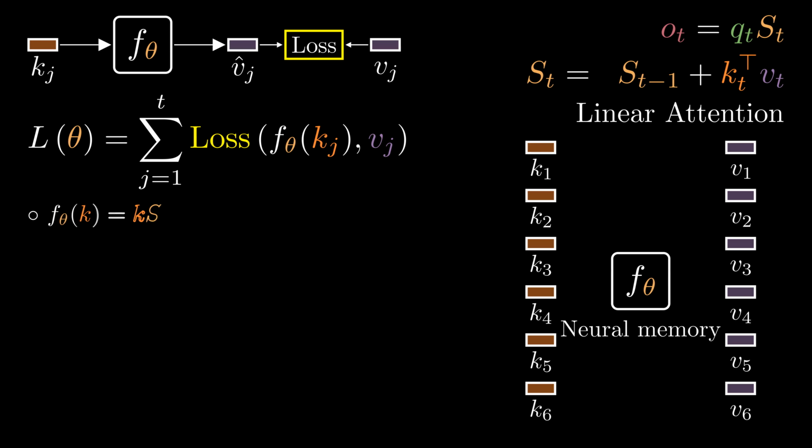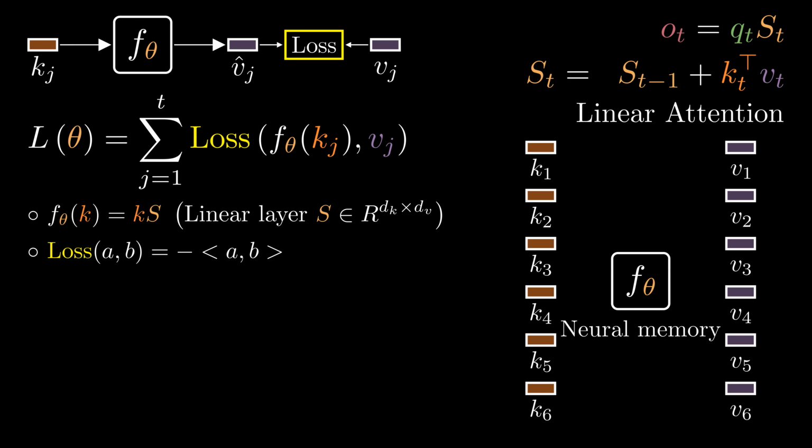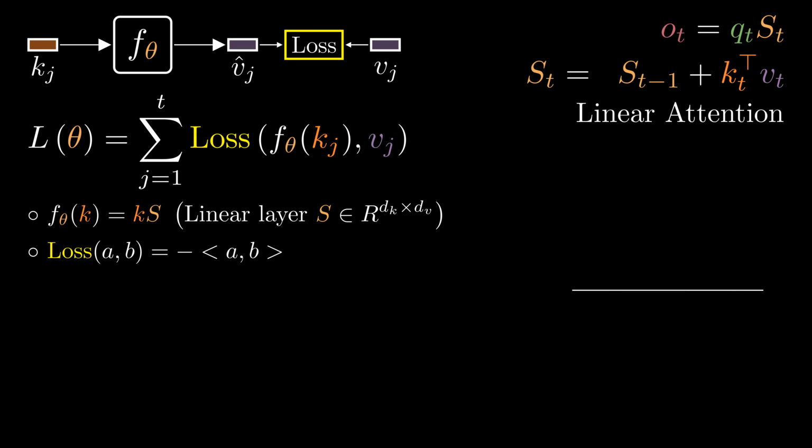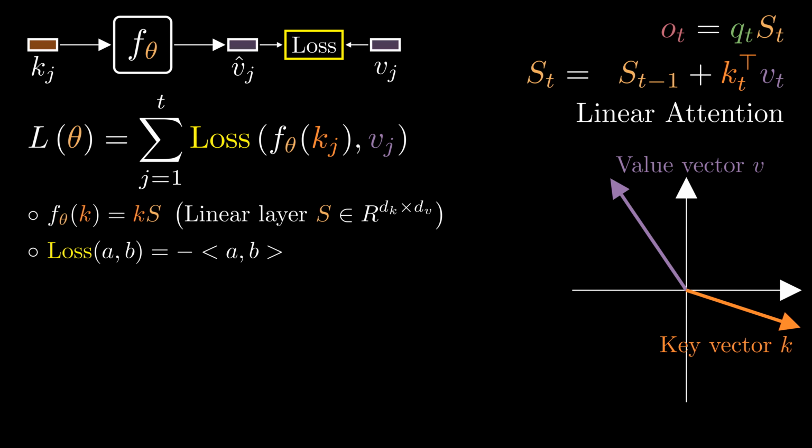We start with a linear regression function where the parameters are the weight matrix S. The output predicted value vector is a linear transformation of the input key vector. We use a simple loss function as a negative dot product between the predicted and the target value vectors. Here is a simple illustration. Suppose for a given token with the value vector v and key vector k, our goal is to find the weight matrix S so that the transformed vector kS is close to the target value vector v.